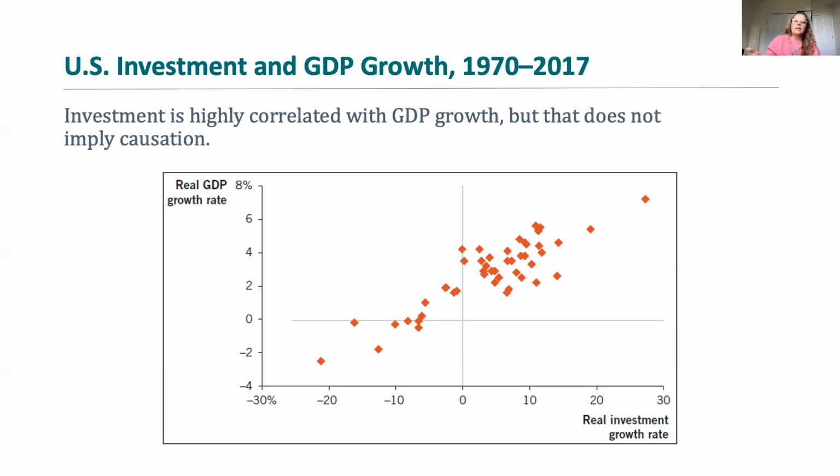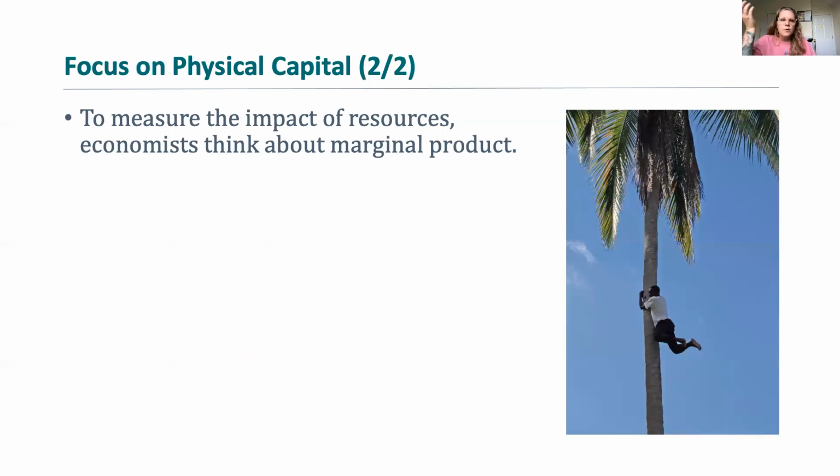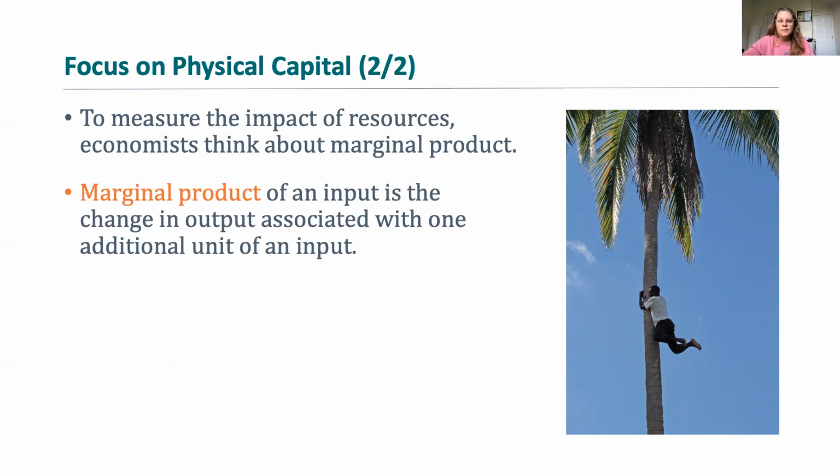So investment is highly correlated with GDP growth, but correlation does not imply causation, right? We need to be really careful not to be misled here, but there's something to look into. If we focus on physical capital, we're really measuring the impact of the use of those resources. Economists think about this as what we call marginal product. Marginal product of a specific input is how much additional, that's what the word marginal means, the extra output associated with an additional unit of input.